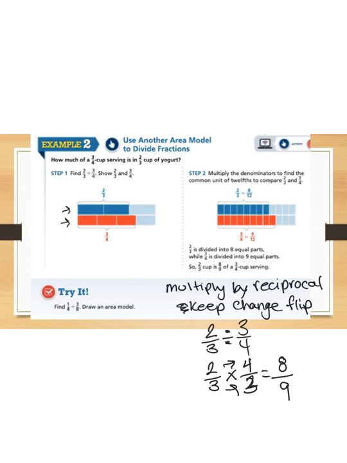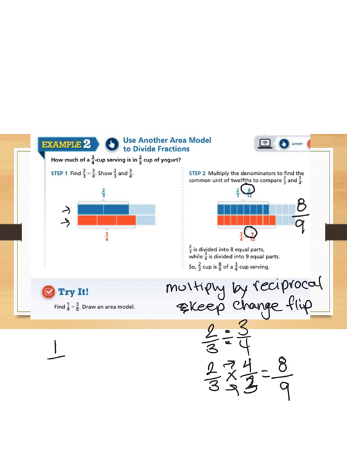Now, you may be looking at this bar diagram and finding that hard to understand. So basically, after they've found the common denominator, the 8 from the top problem becomes your numerator, and the 9 from the bottom problem becomes your denominator. Go ahead and try this next one on your own. You can try it using the area model, or you can try it by multiplying by the reciprocal.